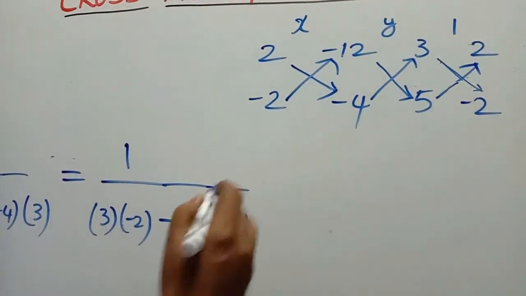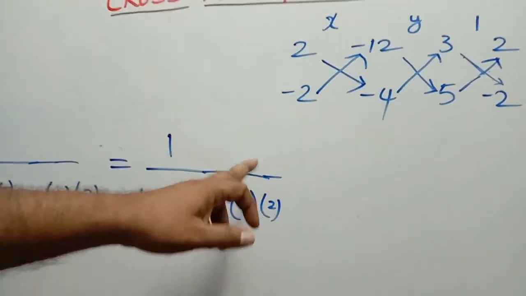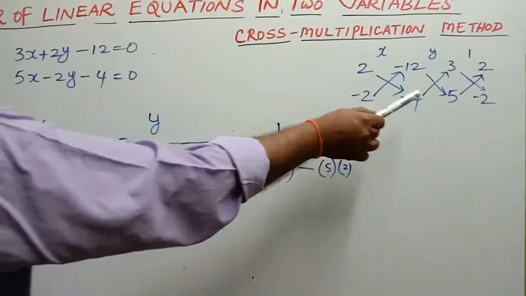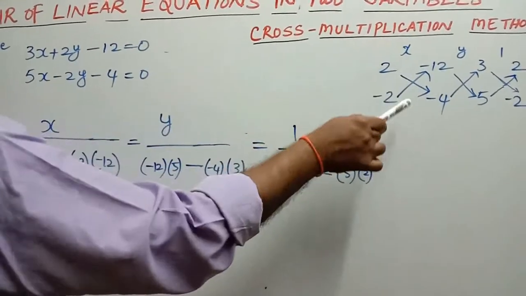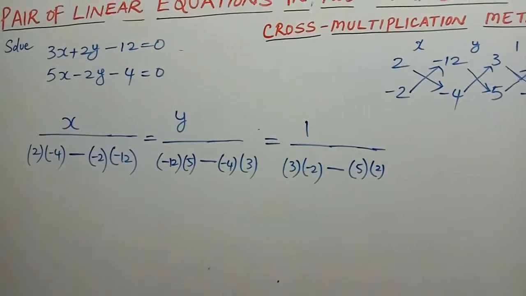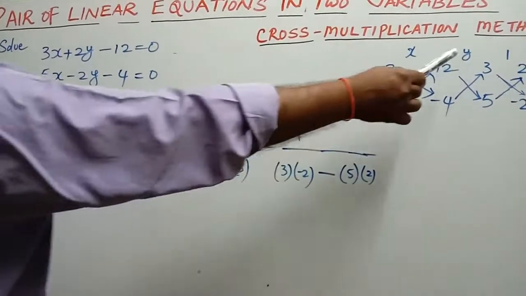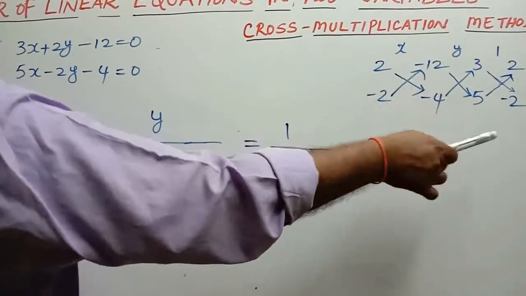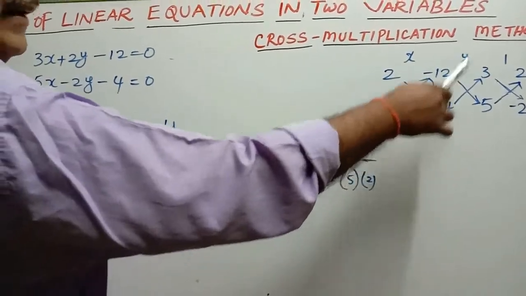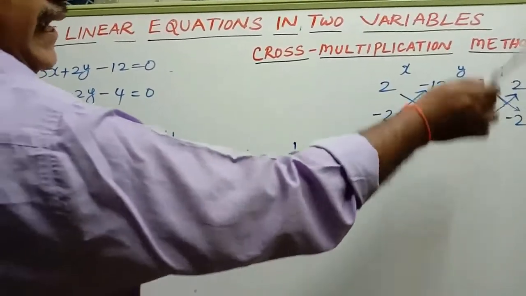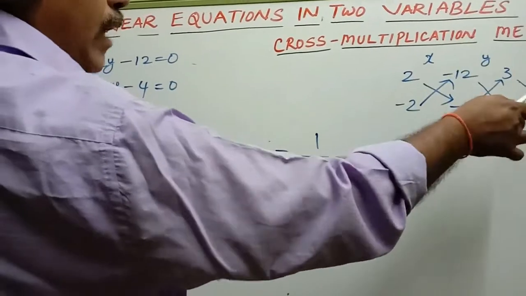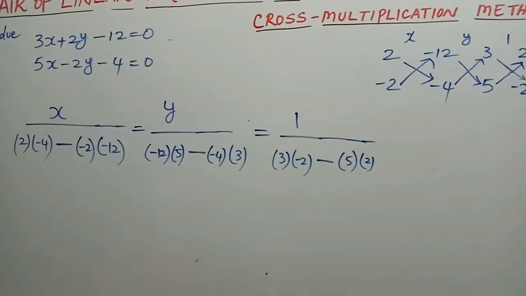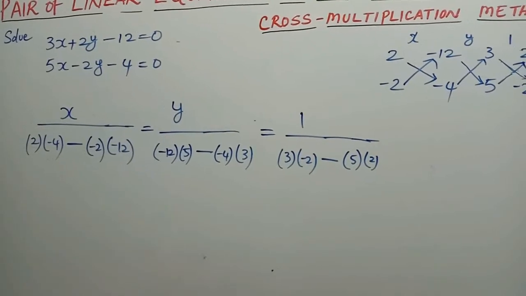Once again, x by 2 into minus 4, formula minus 2 into minus 12. y by minus 12 into 5, formula minus 4 into 3. 1 by 3 into minus 2, formula minus 5 into 2, 5 into 2. This is very, very important. If you know this one, this method is very, very easy.